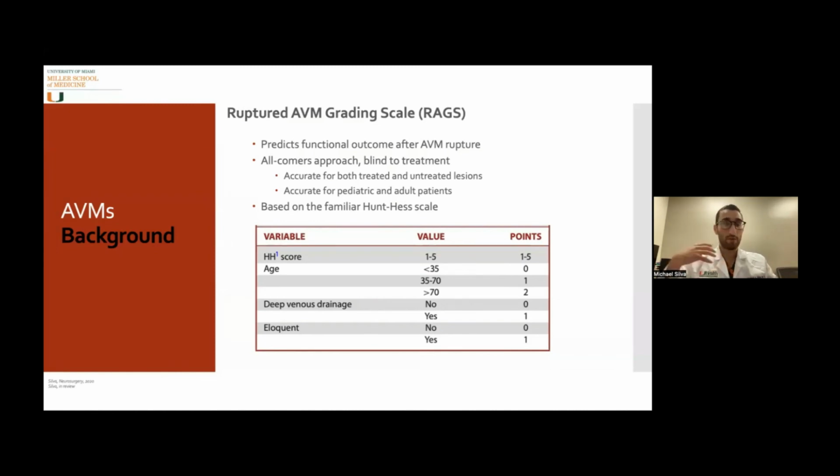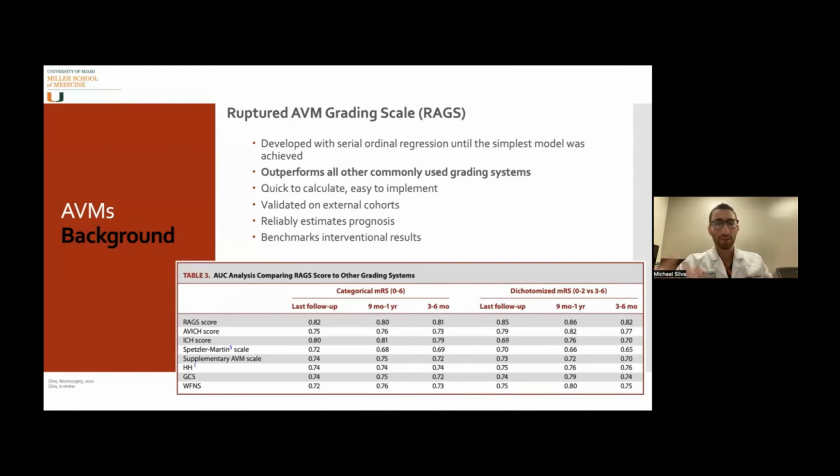Importantly, even though it's an all-comers approach, in subgroup analysis we've shown that it's accurate in predicting outcome for both treated and untreated lesions, as well as pediatric and adult patients. It was developed with serial ordinal regression. We distilled it down to the simplest model, just those 5 categories I mentioned. And it turns out that even with just those simple categories, it outperforms all other commonly used grading scales. There are a lot of numbers there at the bottom, but suffice it to say that the area under the receiver operating curve is highest for the RAG score compared to the other commonly used scores: the ICH score, Spetzler-Martin, or even just the simple Hunt and Hess score.